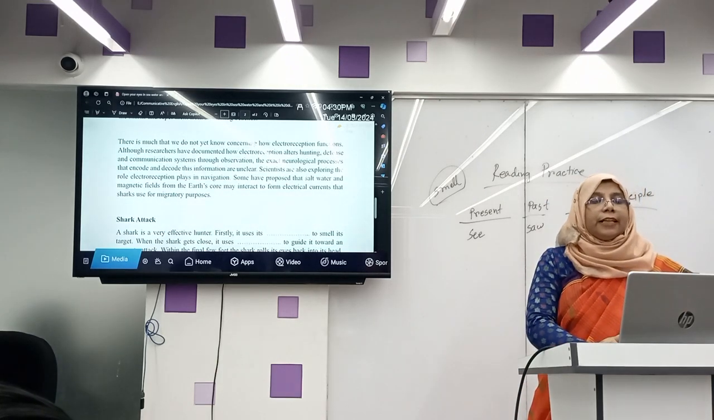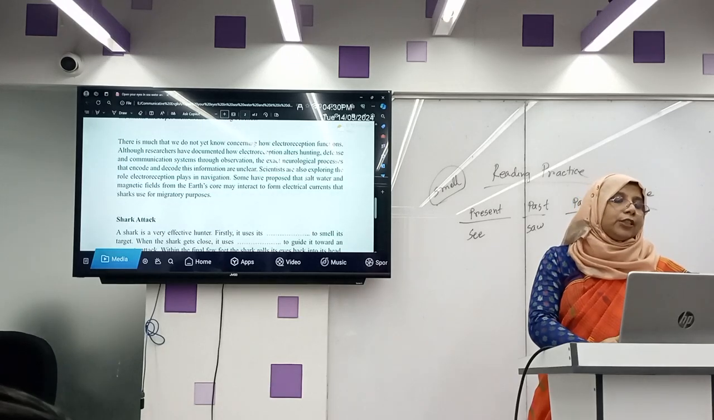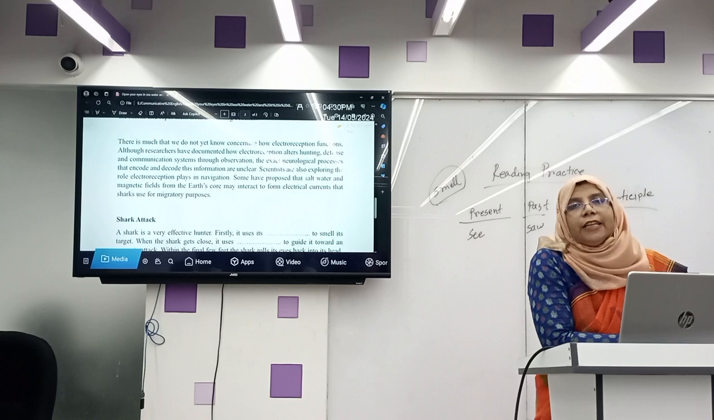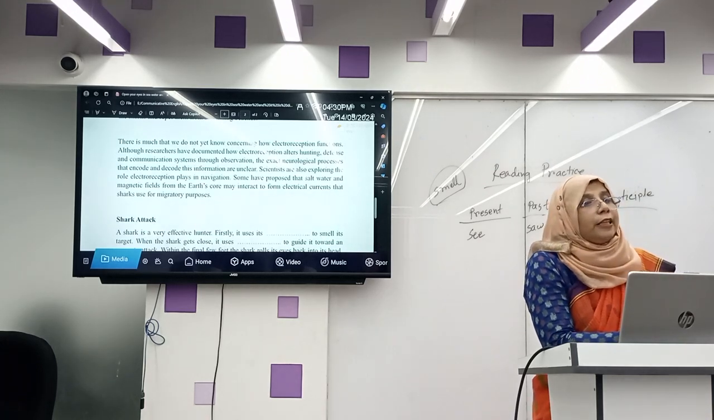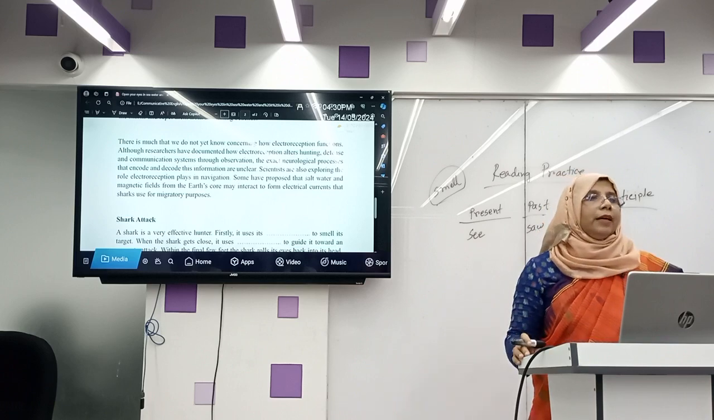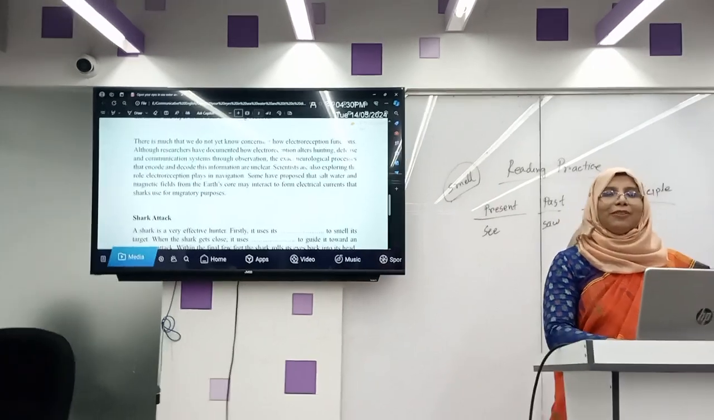They interact to form electrical currents that sharks use for migratory purposes. Migratory means they migrate, moving from one place to another. Okay?